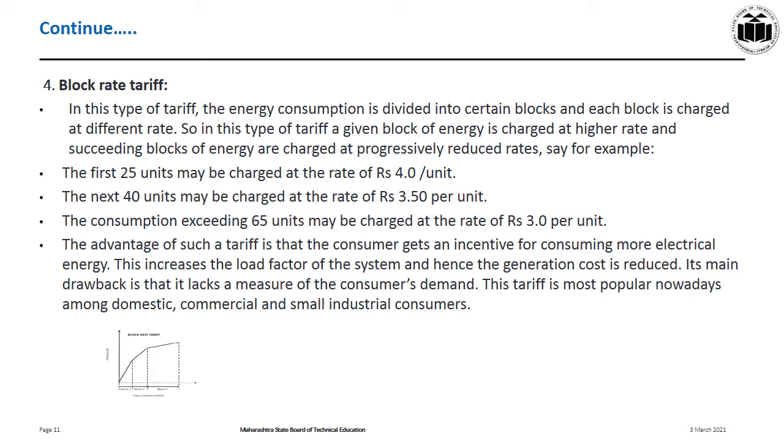Block rate tariff. In this tariff, the energy consumption is divided into certain blocks and each block is charged at a different rate. In this type of tariff, a given block of energy is charged at a high rate and the succeeding blocks of energy are charged at progressively reduced rates. First, say 25 units are charged at rupees 4 per unit. The next 40 units may be charged at the rate of 3.5 rupees per unit. The consumption exceeding 65 units may be charged at the rate of 3 rupees per unit.